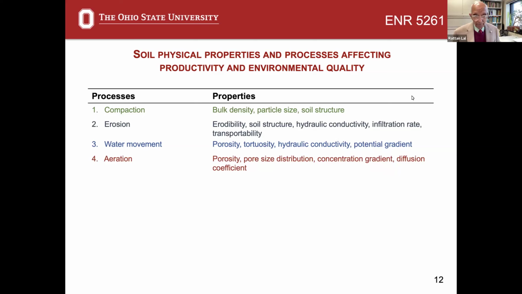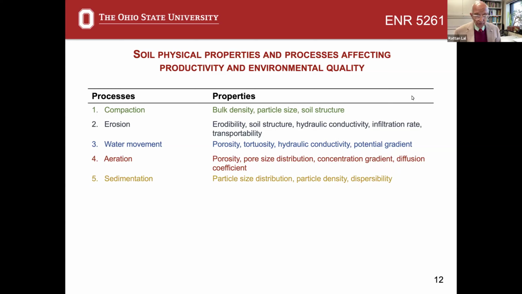Aeration is a process. Porosity, pore size distribution, concentration gradient of air, and diffusion coefficient are properties. So there are properties which impact processes. Sedimentation is a process. Particle size distribution is a property. For heavier particles, sedimentation happens quicker. Particle density is a property.